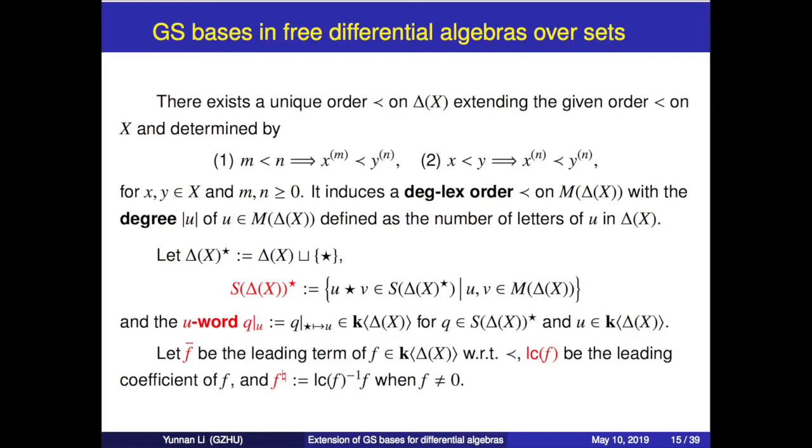By the way, you're not expecting your basis to be finite, are you? No, probably not. And then we use a little bit technical notation, S(delta X, star). In general, it is a word with two sides, a monomial in M(delta X), and in the middle an extra symbol star. Then a u-word replaces the symbol star with the polynomial u. Then it becomes a polynomial in k(delta X).